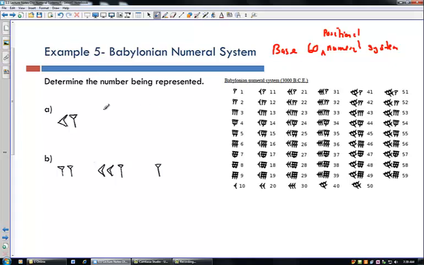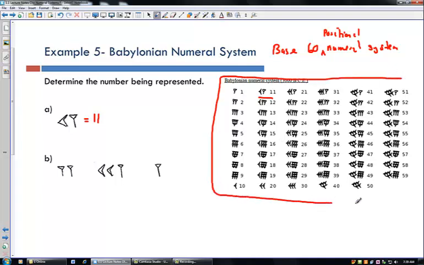Okay, so let's try to determine what number's being represented here. And this is not too hard. The first one's pretty easy. You just go over here and you look for the symbol. And you look for this sort of triangular wedge and this vertical staff, and you see you get 11. And so once you sort of start looking at this Babylonian numeral system, which again, this table will always be given to you, right? The idea is not to memorize the actual symbols being used, but to be able to use this table to figure out what number's being represented over here. You'll realize that they only really have two symbols. They have a vertical staff, and then they have this sort of triangular wedge.